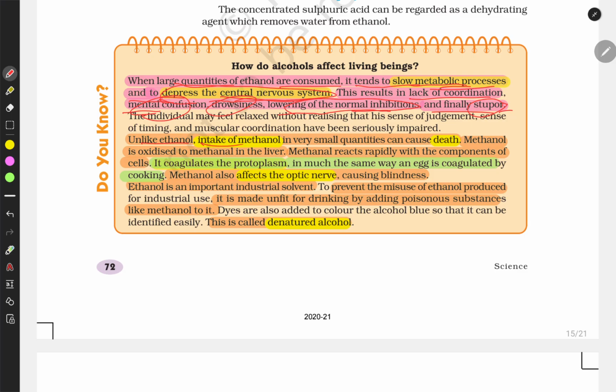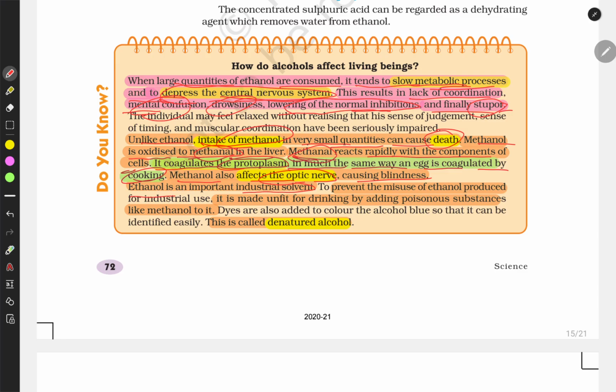Like ethanol, intake of methanol even in a very small quantity can cause death. Methanol is oxidized to methanal in the liver, and the methanal reacts rapidly with the components of the cell. It coagulates the protoplasm in much the same way as an egg is coagulated by cooking. Methanol also affects the optic nerve, causing blindness. So this is very harmful for consumption. Methanol is very harmful.